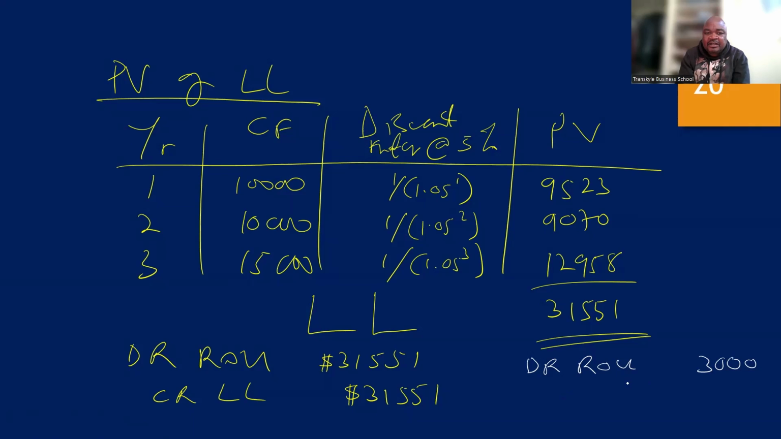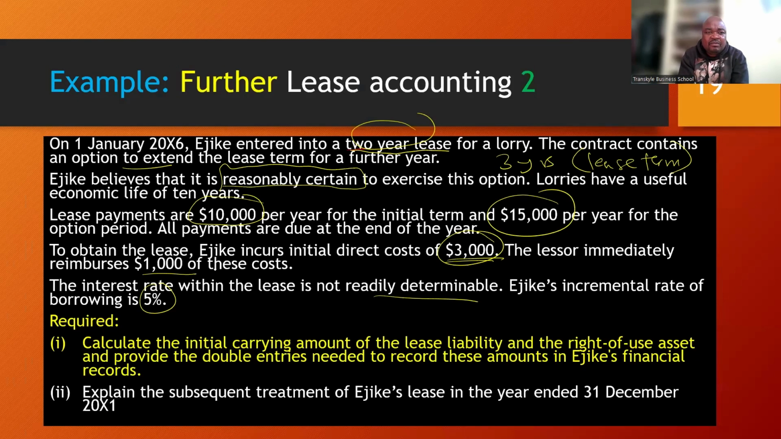We debit right of use asset with 3,000, and we are crediting cash. We are not increasing the lease liability with this amount. Please be careful there. Then there was also a refund. We were expecting some refund.